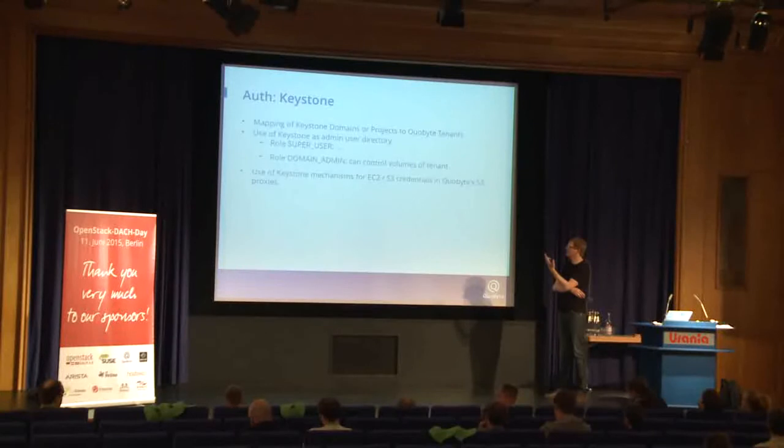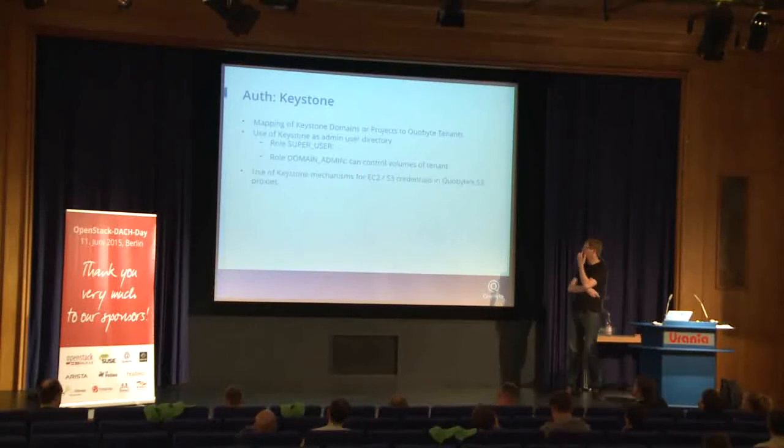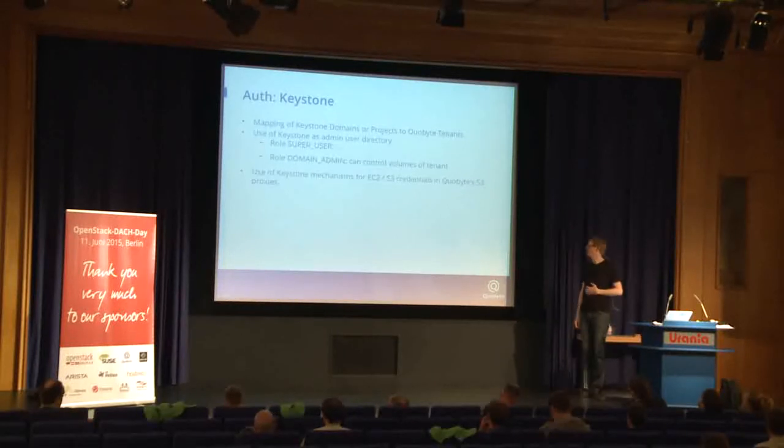And then basically currently we know 2 roles. Super user can do everything. That's for system administrators, and domain admins can then basically configure volumes of a tenant. You could export that to your customers. Basically our S3 proxy is also interfacing to Keystone. We use it as a repository for the access keys and EC2 credentials, so that when a user comes via S3, it can authenticate and take stuff from Keystone to be able to do that. Basically Amazon style there.